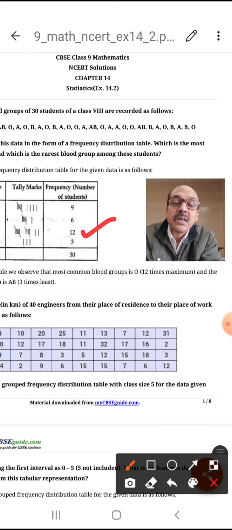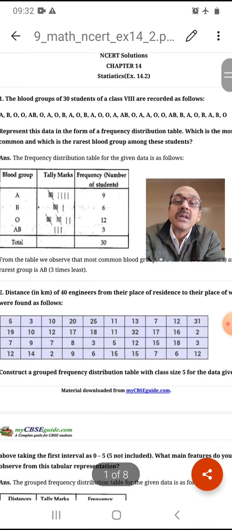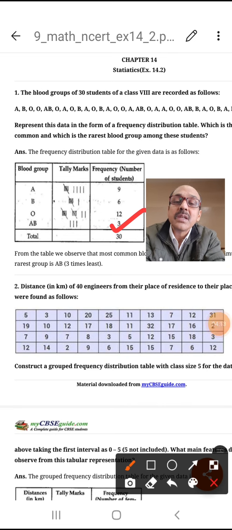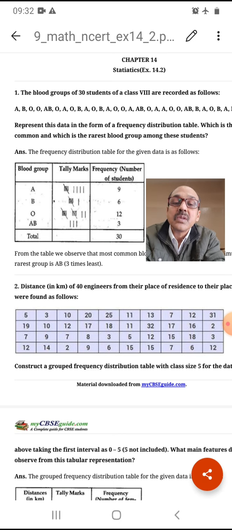And the rarest blood group, that is minimum. So 9, 6, 12, 3, minimum is 3. Minimum 3, and 3 is AB group. So rarest group is AB, and its frequency is 3. Okay. So this is the question and this is the frequency distribution table.